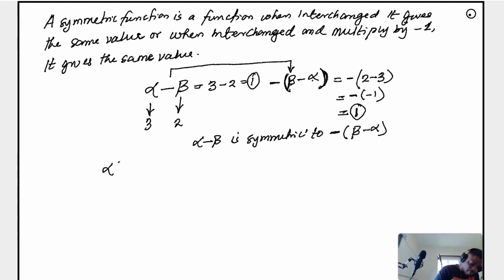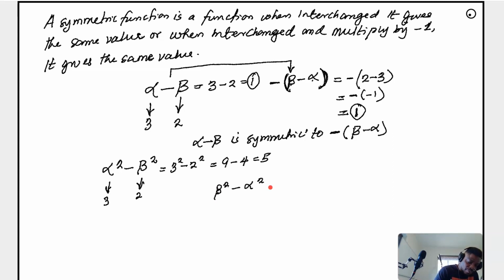If I have alpha squared minus beta squared now, let's say this is 3 and this is 2. So that is 3 squared minus 2 squared. This is 9 minus 4, which is 5, right? Now, if I interchange, that is beta squared minus alpha squared. This will be 4 minus 9, which is minus 5. You can see this is 5 and this is minus 5, so it's not the same.